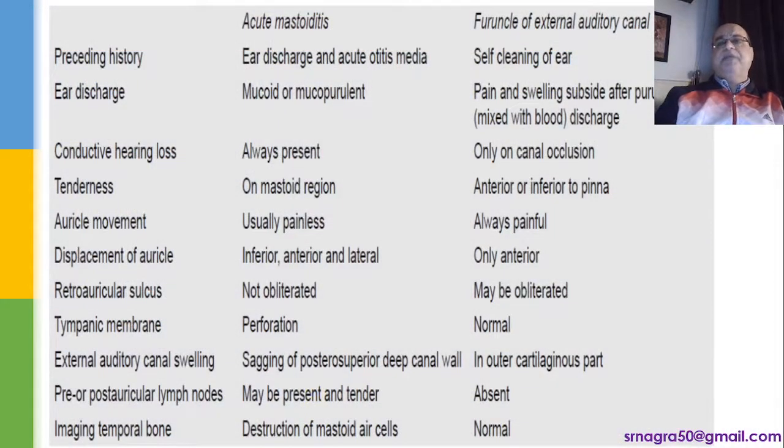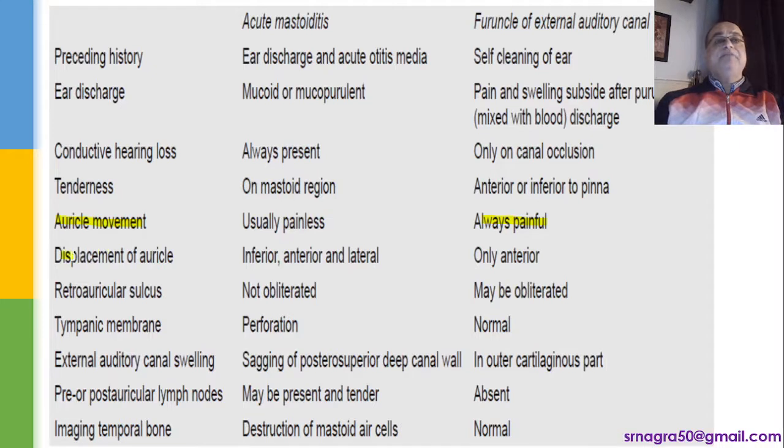Now this table is present in your books, and you must have read it very thoroughly, because the close rival for furunculosis is acute mastoiditis, and we have to differentiate it. There are so many differentiating features between them, but I will come to the one: auricular movement. It is usually painless in acute mastoiditis, but it is painful in case of furunculosis.